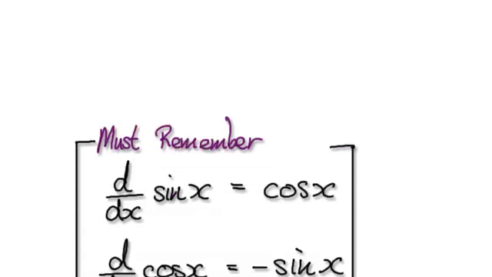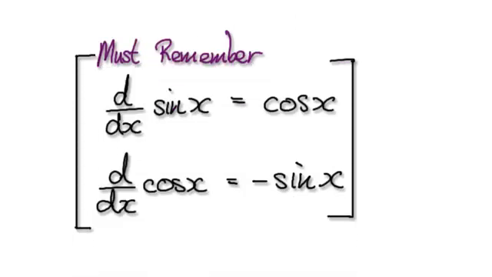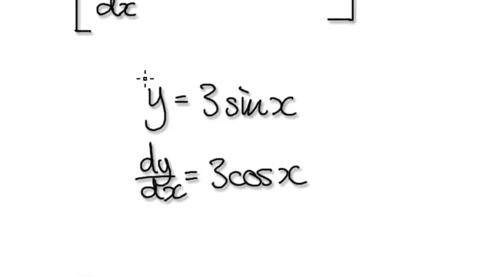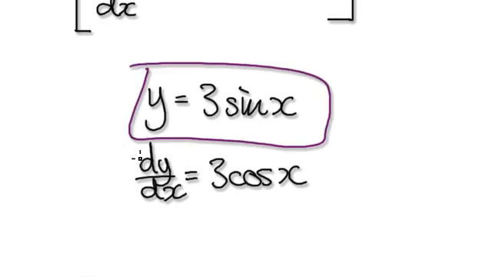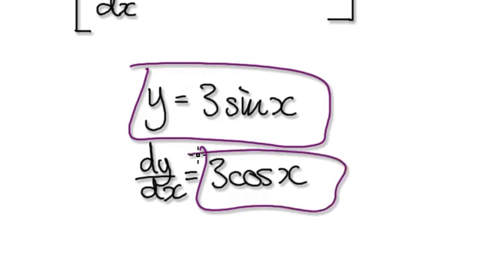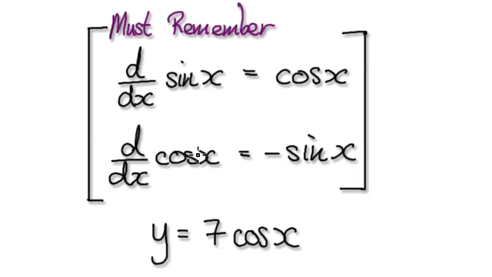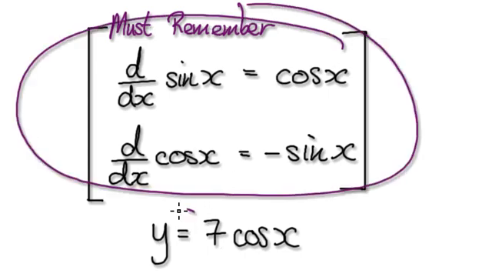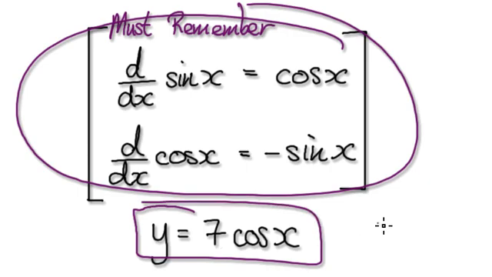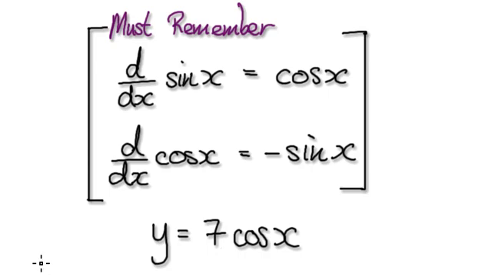Okay, so now let's give you some practice. In the previous video, I showed you that when given y equals this, if you want to differentiate it, it will give you this. Now it's your turn to have a go. Given y equals 7 cos of x, find dy by dx. You must remember this, and this is a question. Y equals this, find dy by dx. So differentiate it. Press pause and have a go.